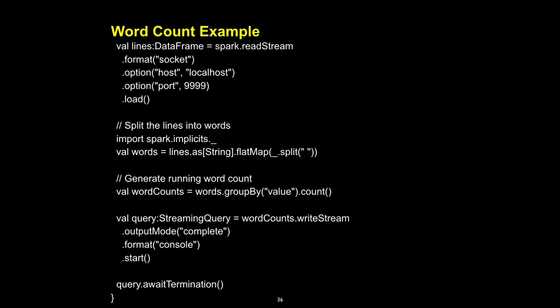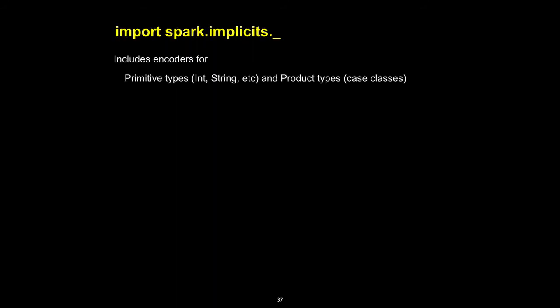Yeah, so we need to talk about what this output looks like, right? And again, there's three different types. This input thing includes encoders to do primitive types and case classes. So that's what this line is doing. It's basically saying, give me the encoder so I can encode that column as a string.